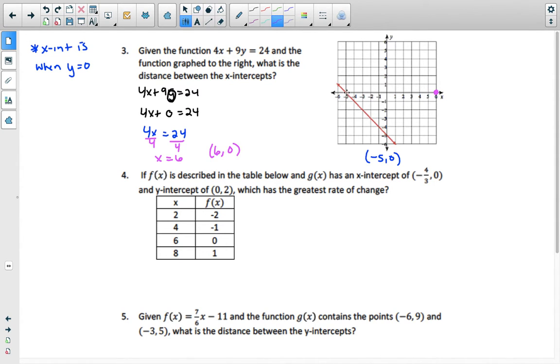The distance between that is from -5 to 0, and then from 0 to 6, which is 11 units. So the distance between the x-intercepts is 11 units.